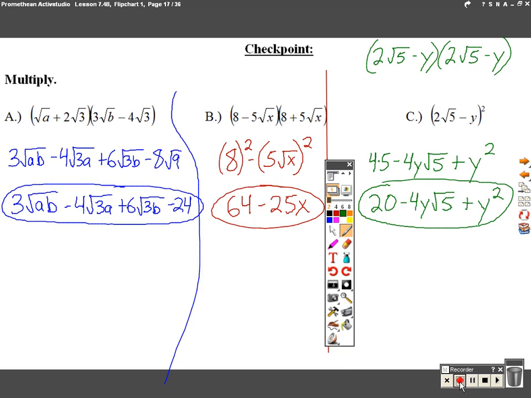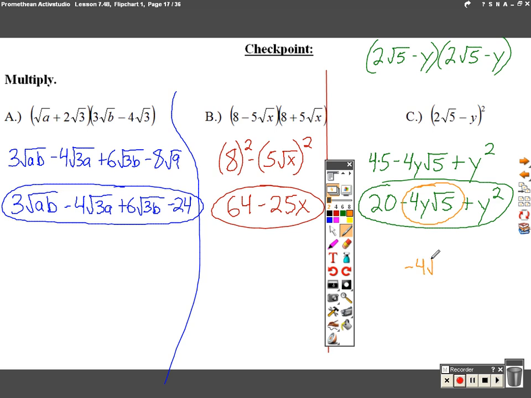Okay, go ahead and check to see how you did on these checkpoints. Only thing I'll point out, something we haven't seen in letter C, we were squaring a binomial, so if you're comfortable, just write it out as the binomial times itself and FOIL it. Or if you're comfortable with square double square, it's a little trickier here because we have radicals, but square double square still works.